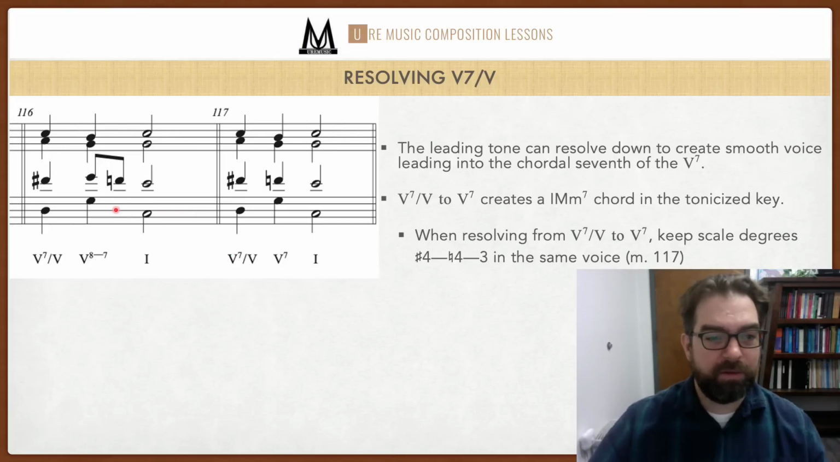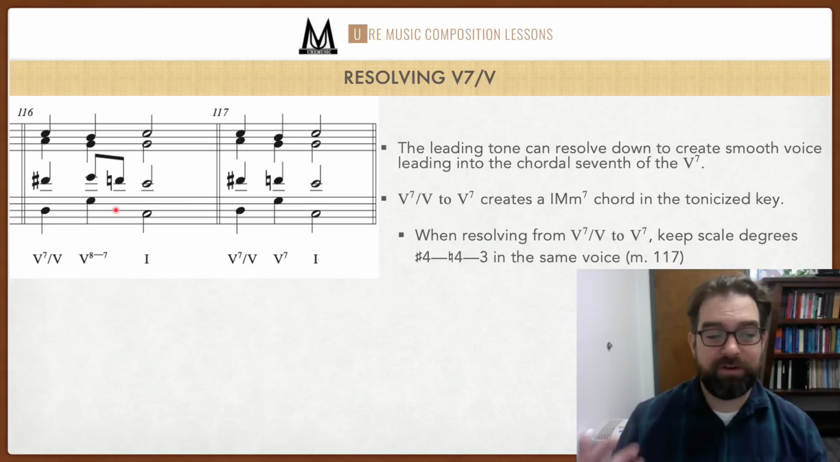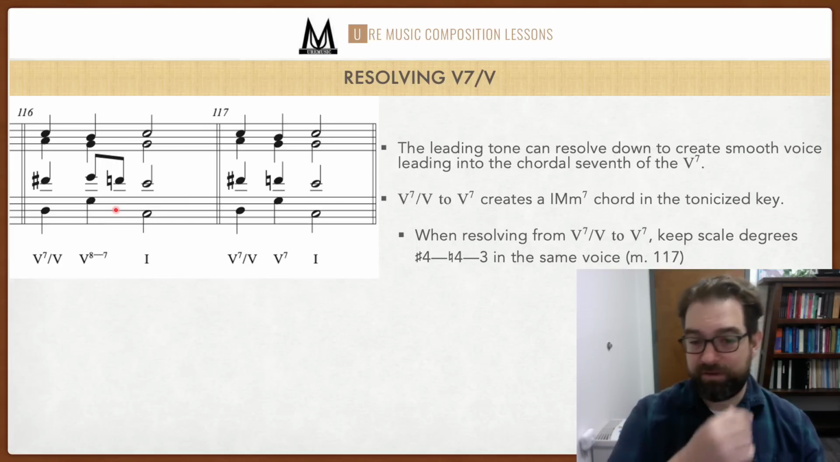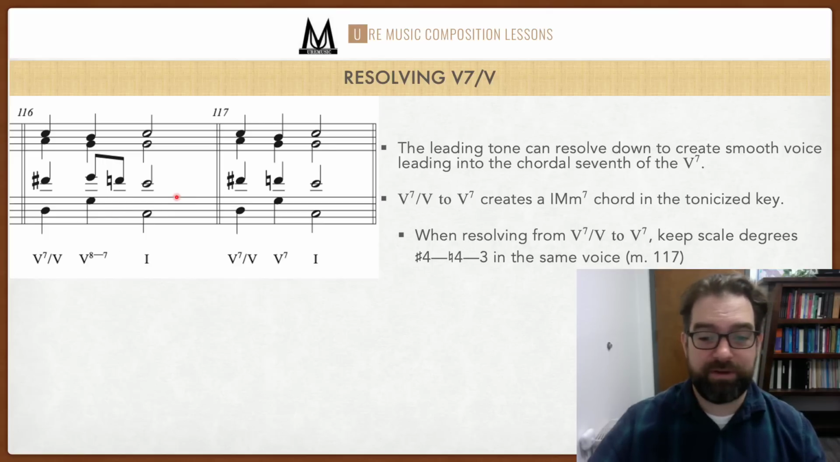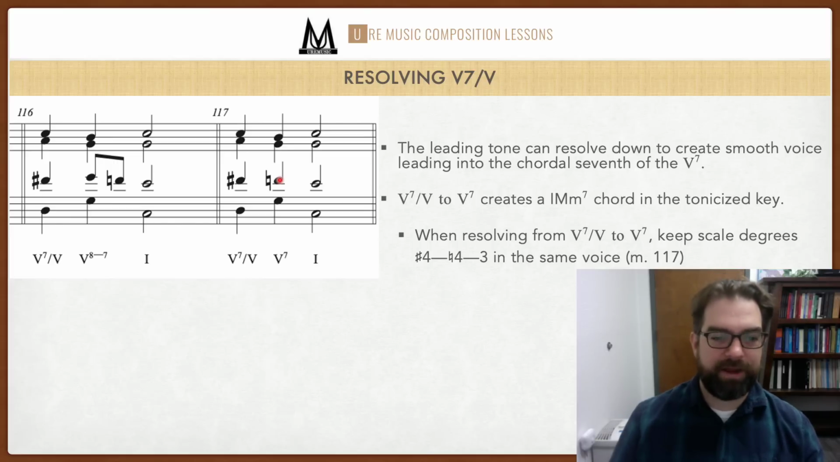So again, when resolving V7 of V, the leading tone can resolve down to create smooth voice leading into the chordal 7th of the V7. So the leading tone effectively is resolving down to this F natural. And this leading tone, the F sharp, is resolving down to an F natural. And just keep in mind that the V7 of V to V7 creates a I major-minor 7 chord in the tonicized key.